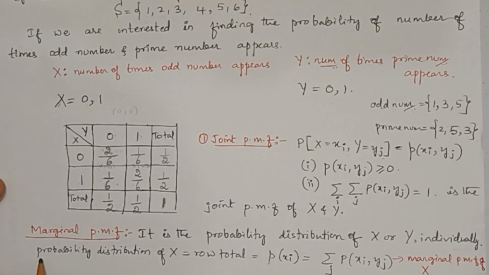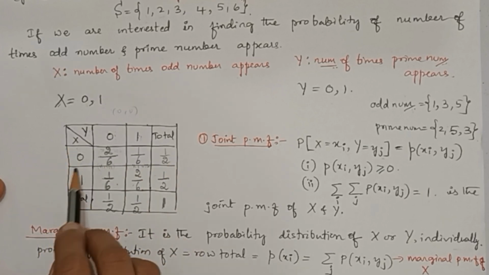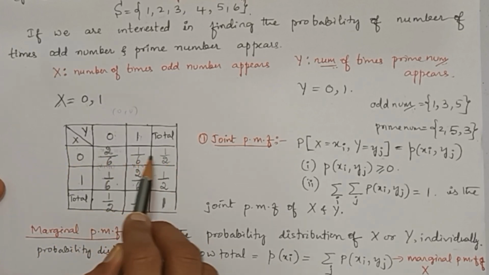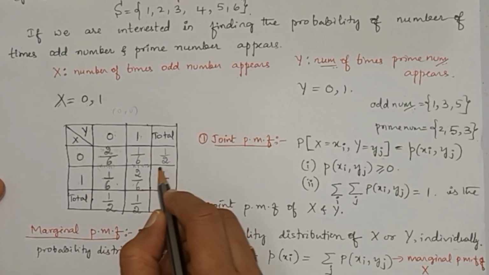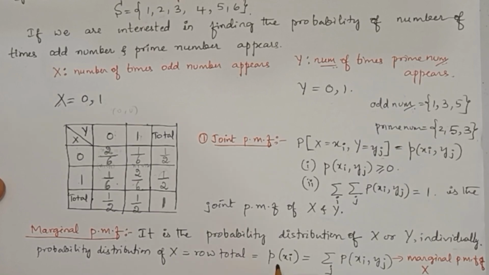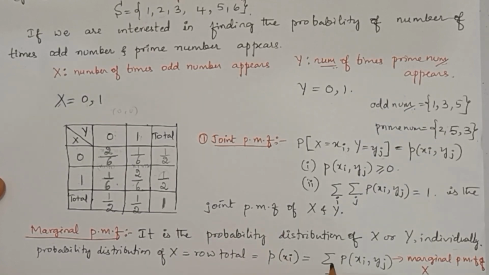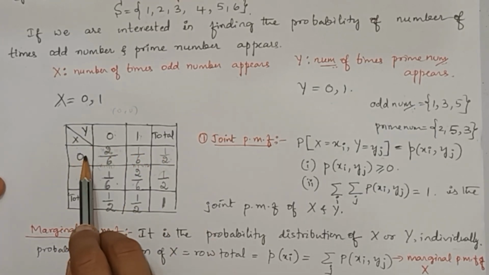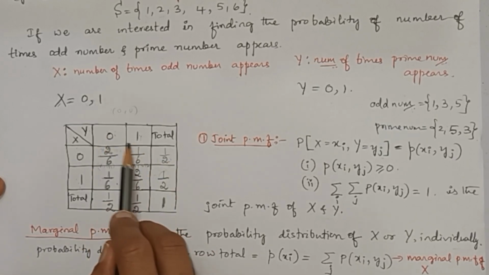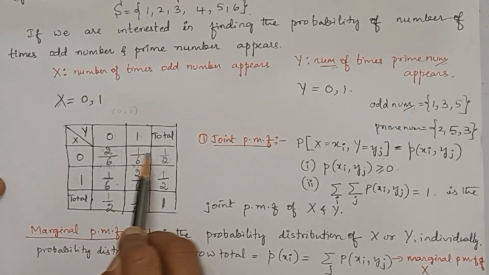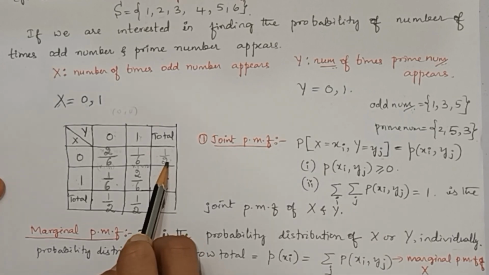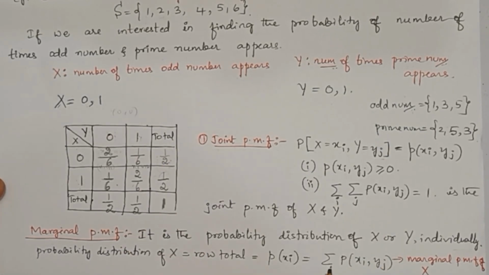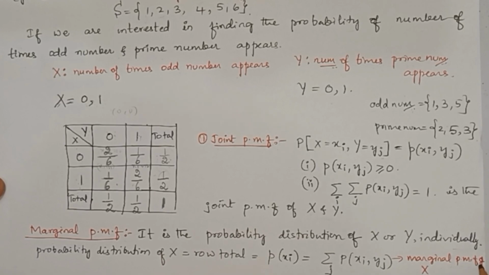See, now if you want to get the probability distribution of the variable x, then we have to get the row total, because x values are here 0, 1. So you have to get the total of the first row, total of the second row. That is already obtained here. It is denoted as p of xi, summation over j, because the row is fixed, only the column changes. When you take x equal to 0, this row is fixed, you are just changing the columns. 2 by 6 plus 1 by 6 gives you 3 by 6, which is nothing but 1 by 2. That's why for p of xi comma yj summation over j, you have to take the row sum. So that is called the marginal probability mass function of the variable x.